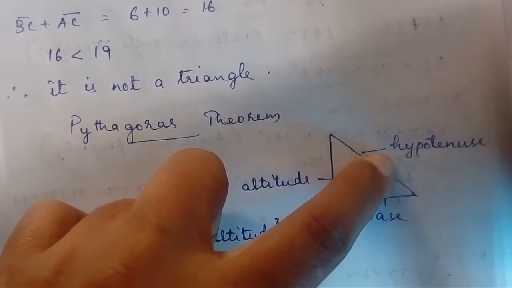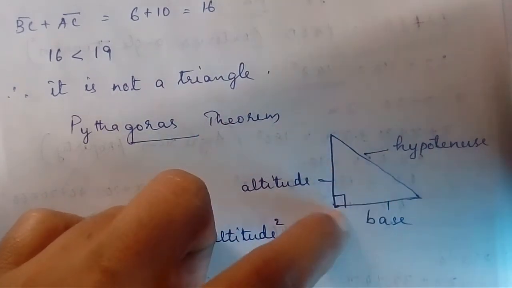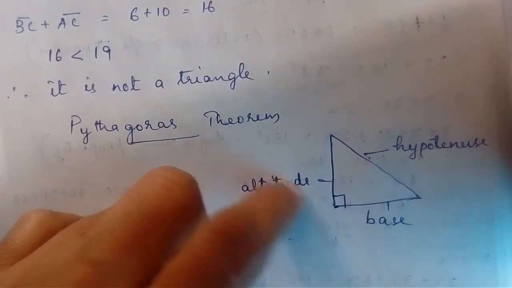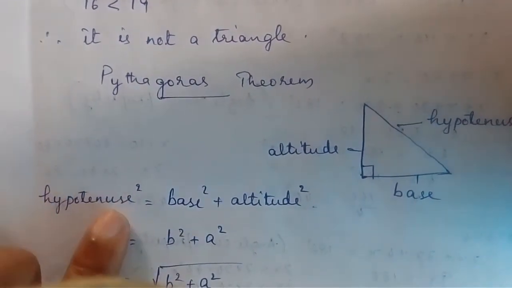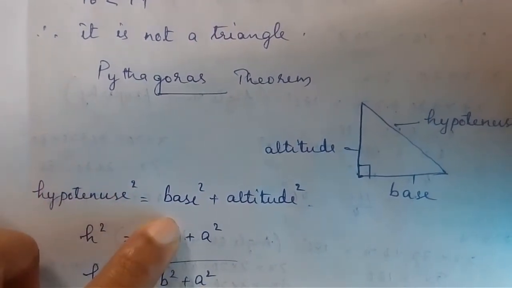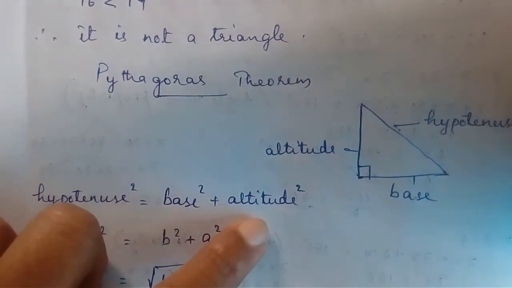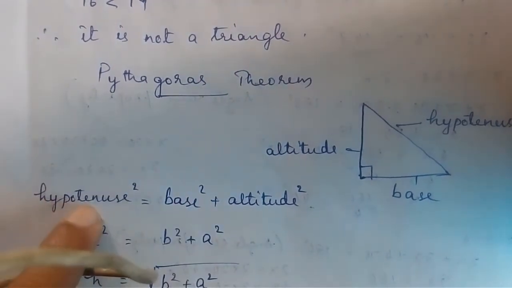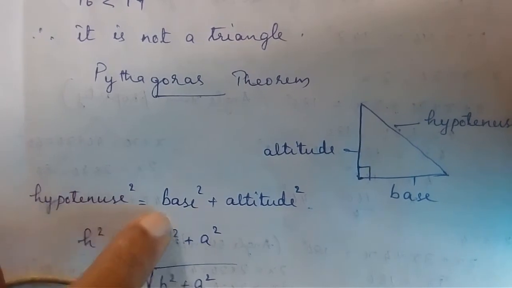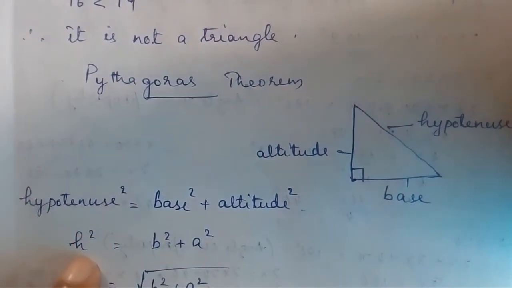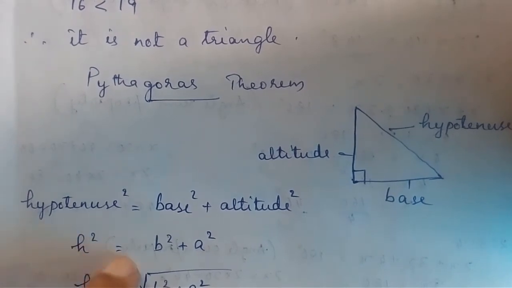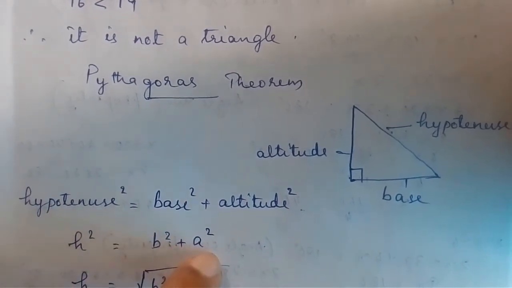The longest side is the hypotenuse, and the other perpendicular sides are the base and altitude. We can see the relation: hypotenuse square is equal to base square plus altitude square. So in short, you can write the letters h square is equal to b square plus a square.